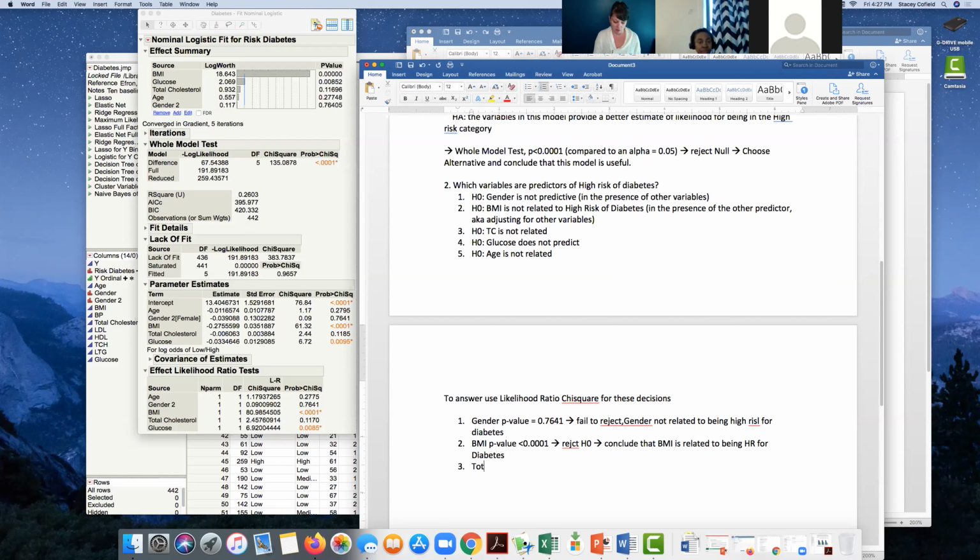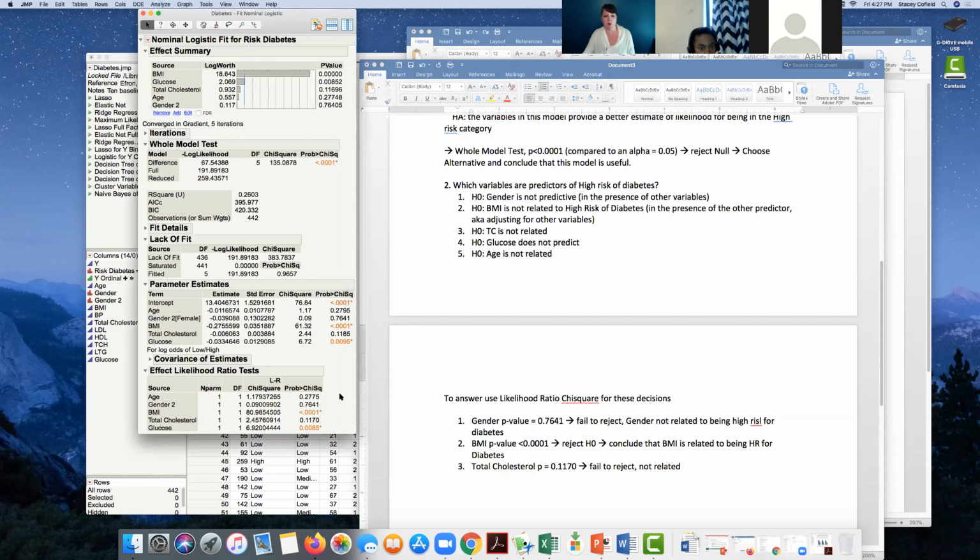Okay. So for total cholesterol, the p-value equals 0.1170. Again, this is fail to reject, not related. The likelihood ratio gives 0.1185, also fail to reject. I picked this one because I like the likelihood ratio better. So use the likelihood ratio chi-square. It's not what I like better, it's actually a better test. Okay, glucose.